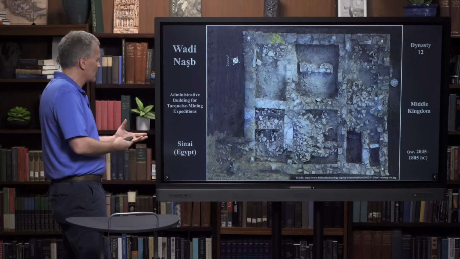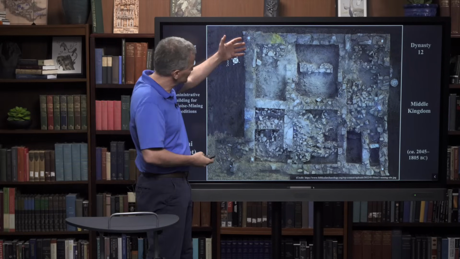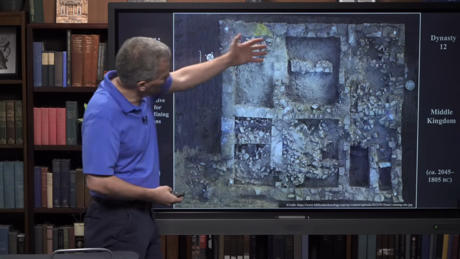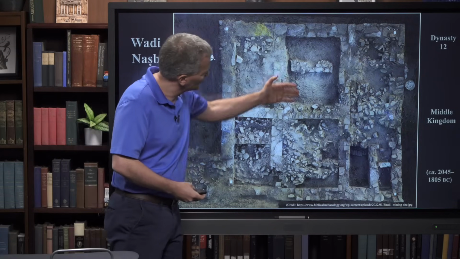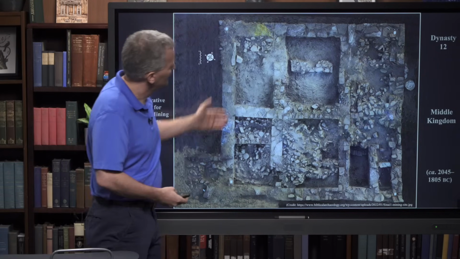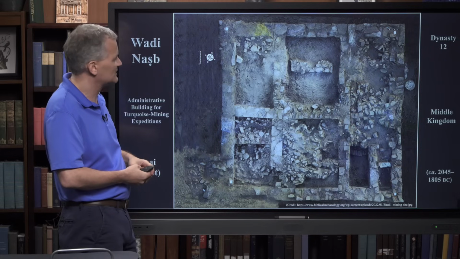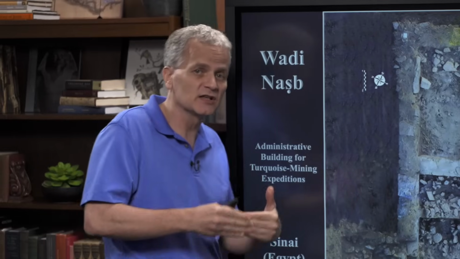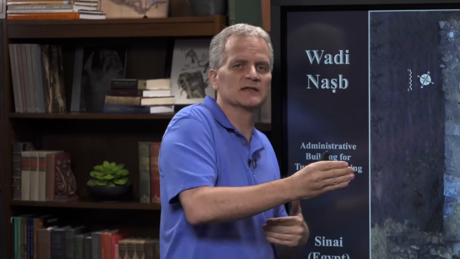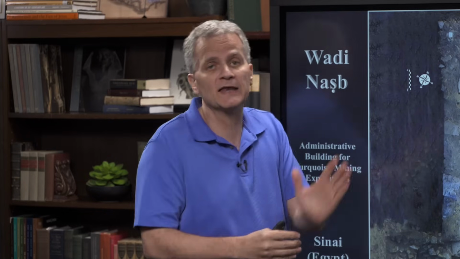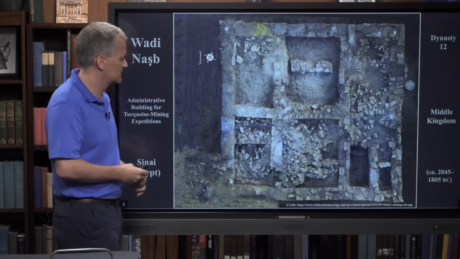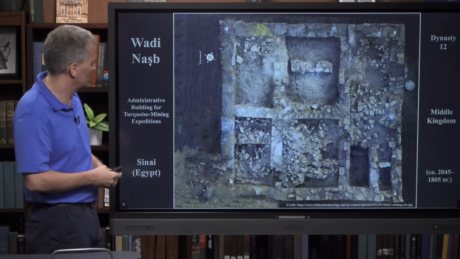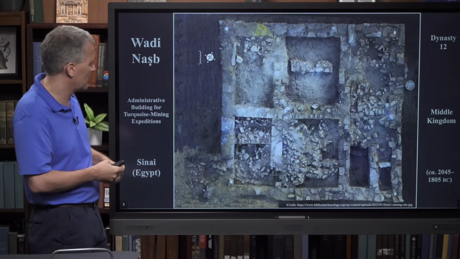So the recent discovery is this building, and what we're seeing here, it looks like a square, but we're seeing rooms of a large administrative building that dates to Egypt's Middle Kingdom. That's the 12th dynasty. That is the lifetime of Joseph. Joseph goes down into Egypt in the 12th dynasty. He lives his life, and he dies before the end of the 12th dynasty. Right near the end of the 12th dynasty, but before its end, he dies.